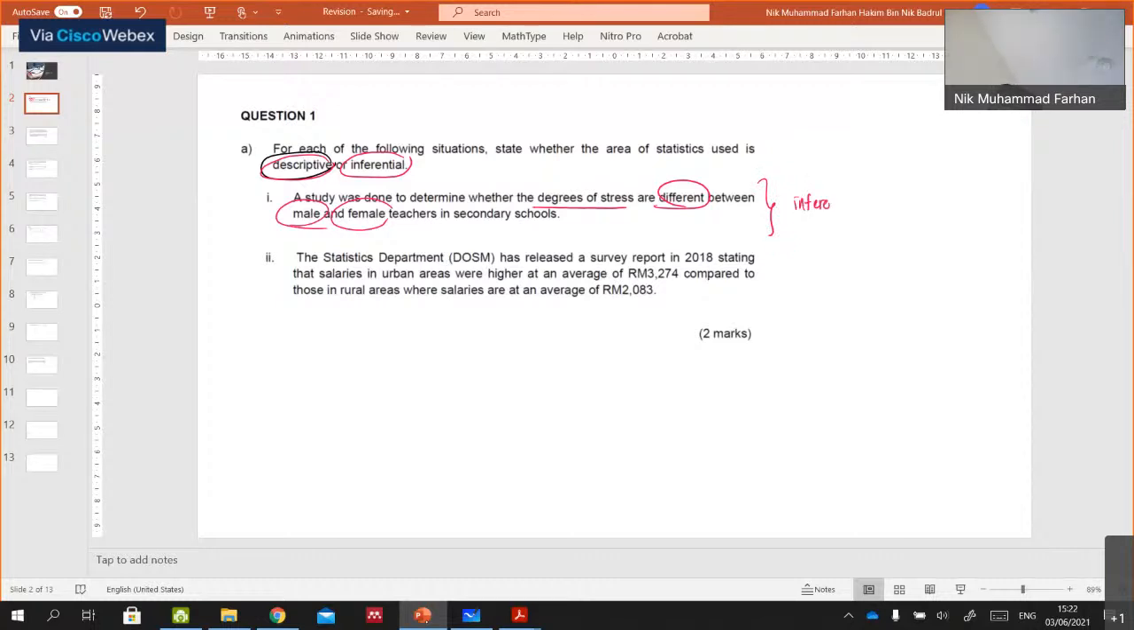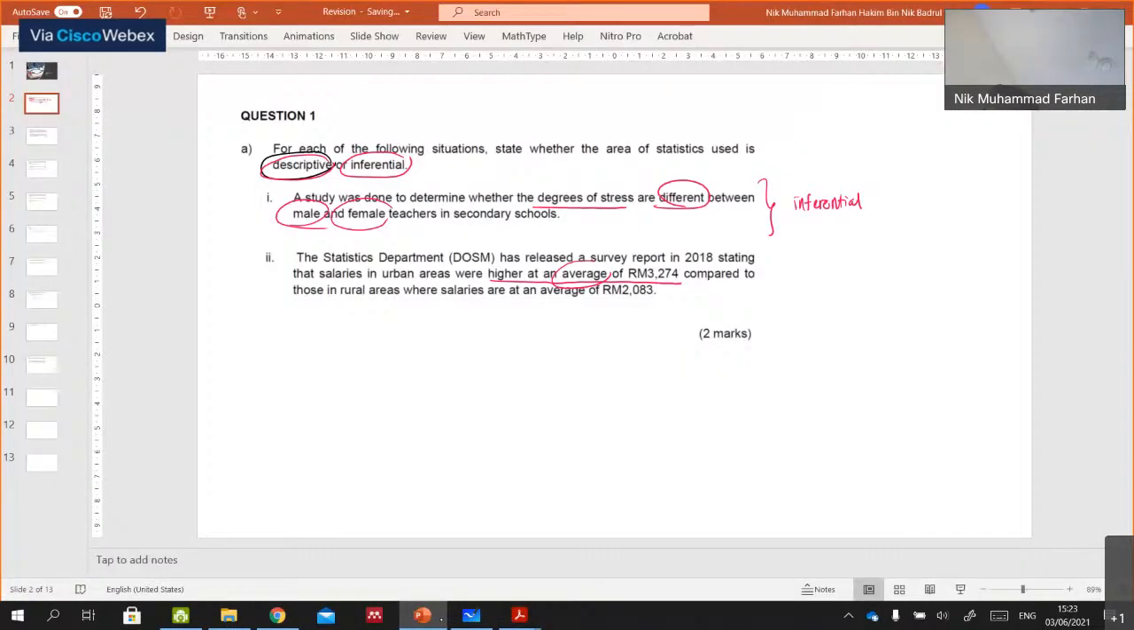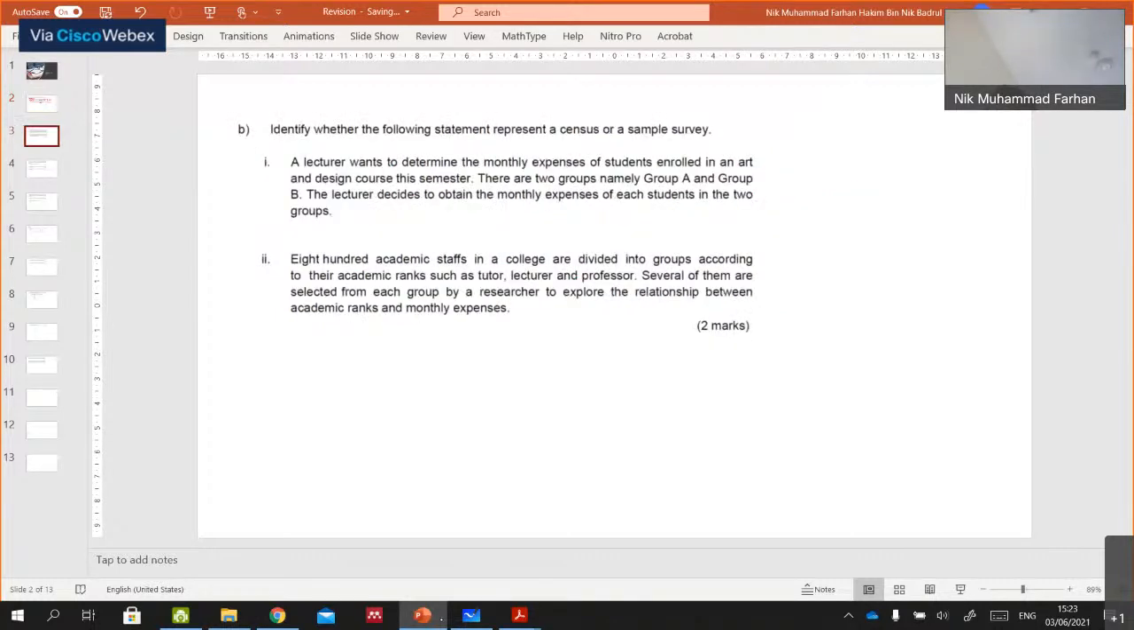The second one: the statistics department has released a survey report in 2018, stating that salaries in urban areas are higher on average. So we talk about average here, so of course it is descriptive statistics. Okay, we are done. You got 2 marks here. Very easy.